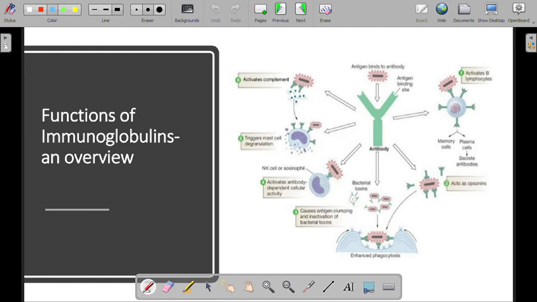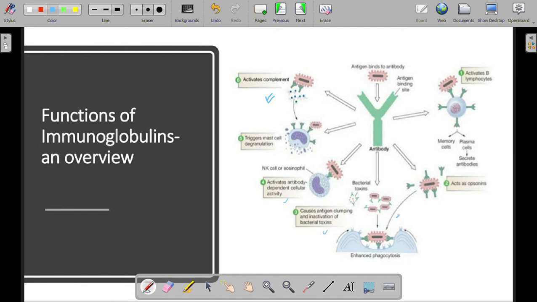So this beautiful diagram shows the various functions of immunoglobulins and gives an overview. So this is the antibody. So what are the functions? Different functions are indicated here, and most of them we have discussed, like activation of complement, like IgG combining with the Fc receptor on macrophages that triggers, and the other is mast cell degranulation with the help of the IgE antibody. And there is antibody dependent cellular cytotoxicity with the help of the NK cell, then antigen clumping and neutralization of bacterial toxins.